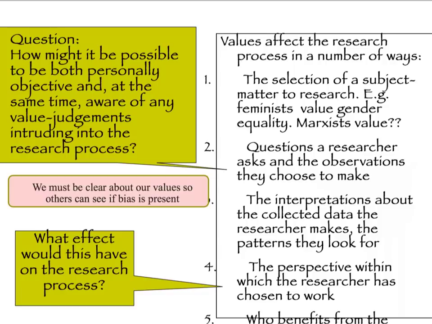Well, there's a selection of the subject matter in itself. So, for example, if you're a feminist, you value gender equality, okay, and that might affect the research you do. The questions a researcher asks and the observations they choose to make might influence the findings. How researchers interpret the data and the patterns they look for can be influenced by their values. The perspective within which the researcher has chosen to work, okay, so Marxism, feminism, postmodernism.